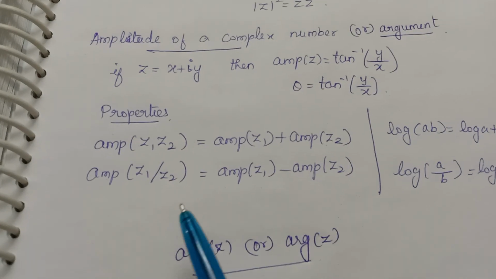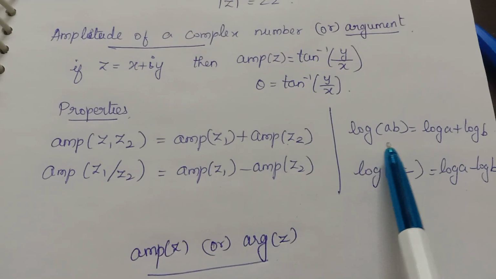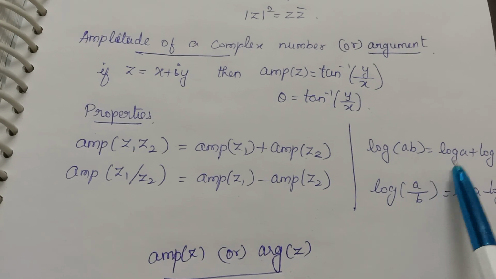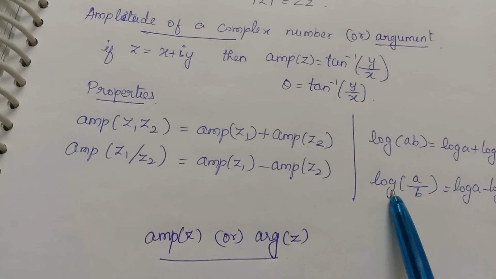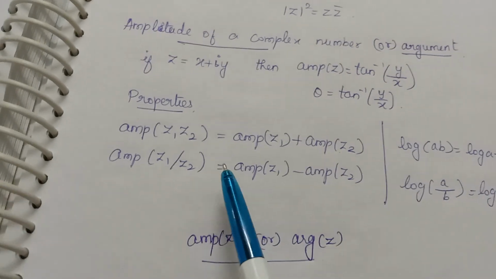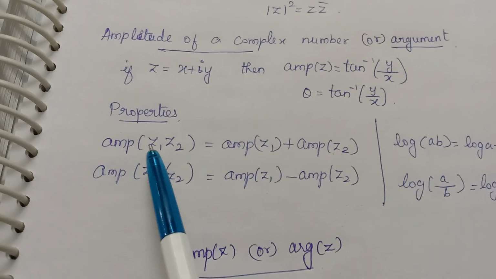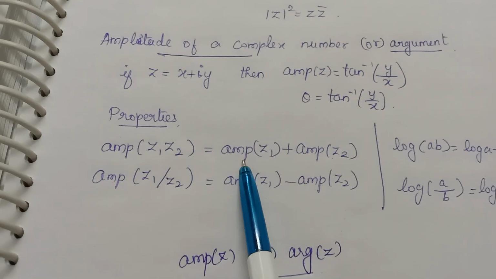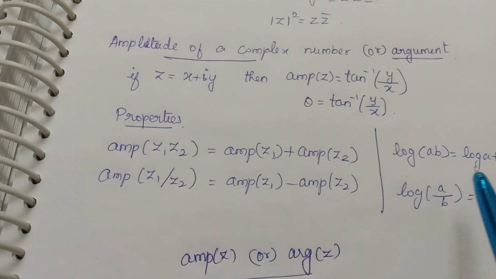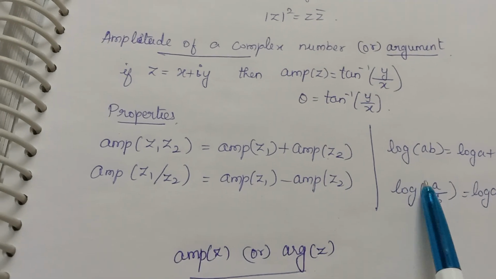Next, let's see two properties of this amplitude which are similar to our logarithm. When you have logarithm of a product, log of a into b, how will you write? Log a plus log b. And similarly, for log of a by b, it is log a minus log b. The same property holds true for amplitude or argument also. Just for remembering this concept, I have written logarithm here. There is no relation between these two. Just for remembering the result, I have written it here.